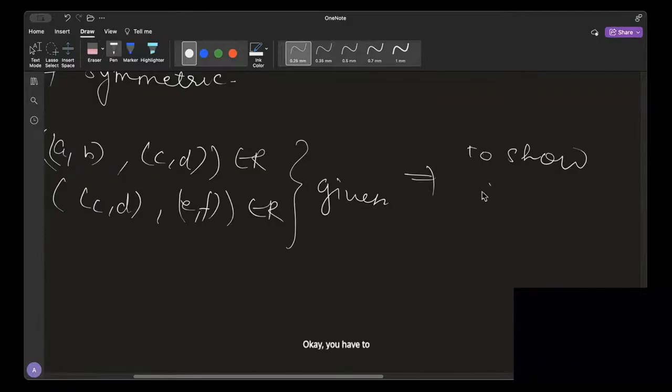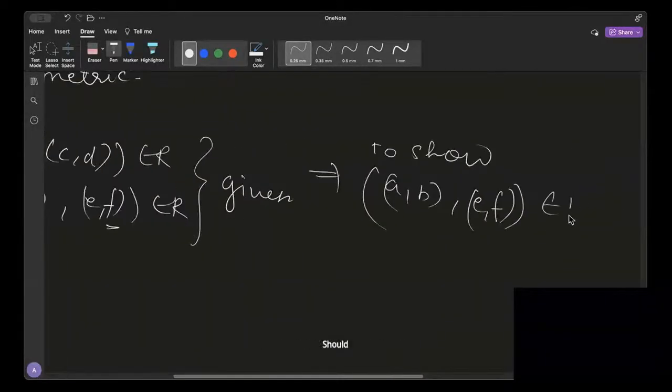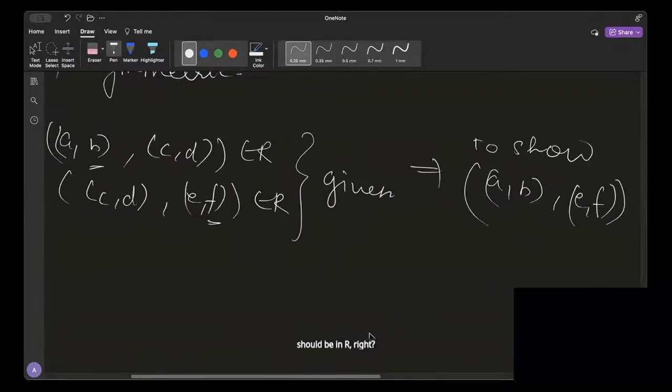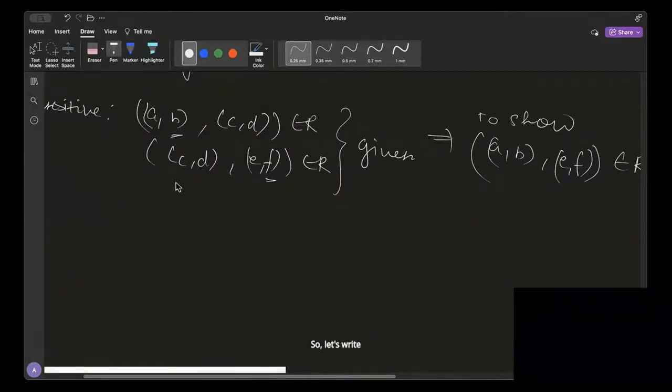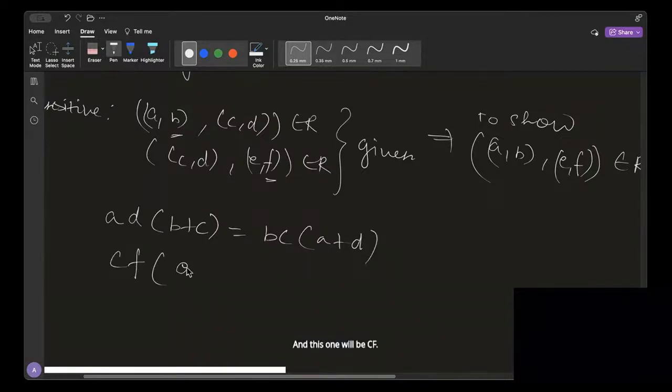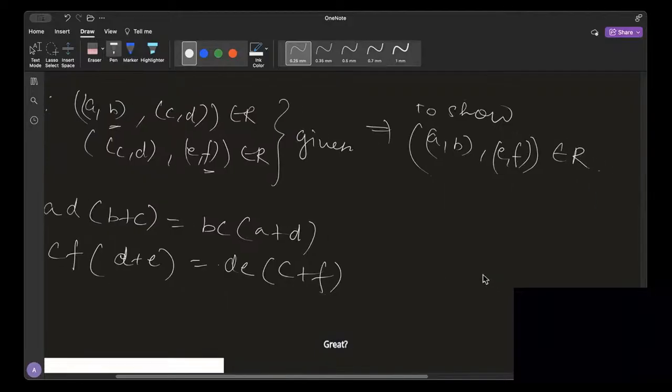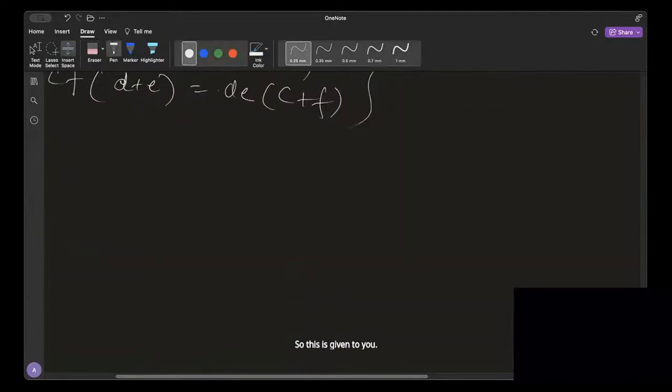Okay, you have to prove that AB and EF, this one and this one, when paired together, should be in R, right? This is what you have to show. So let's write the first one in terms of its definition. It will be AB plus C equals to BC, A plus D. And this one will be CF, D plus E equals DE, C plus F, right? So this is given to you, and you have to show.